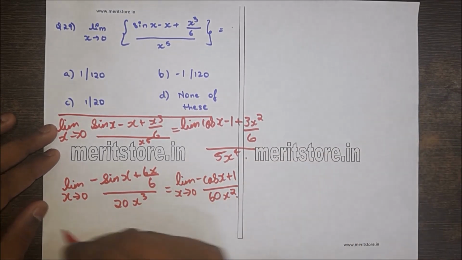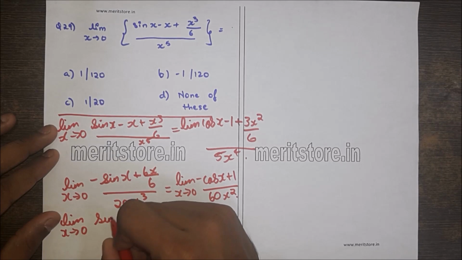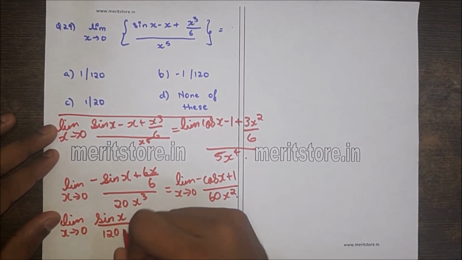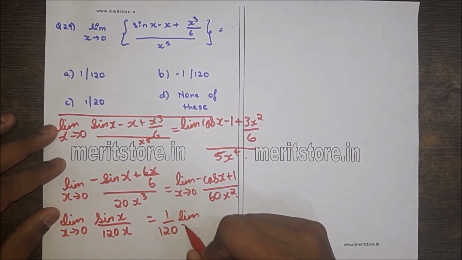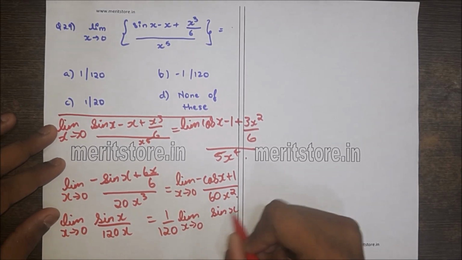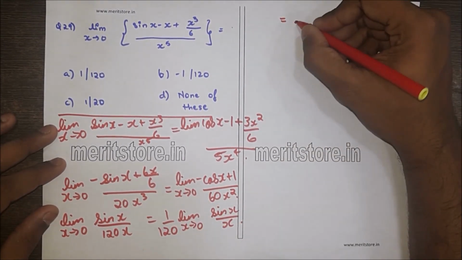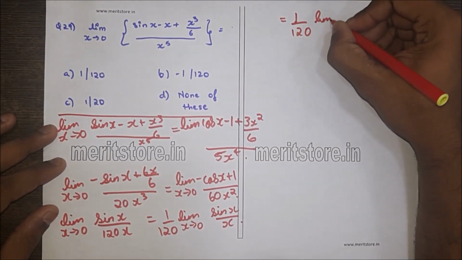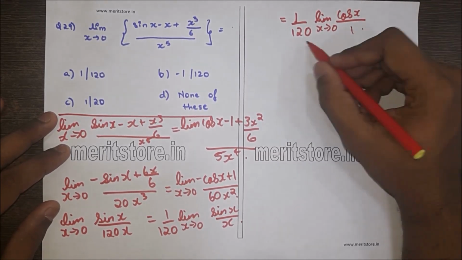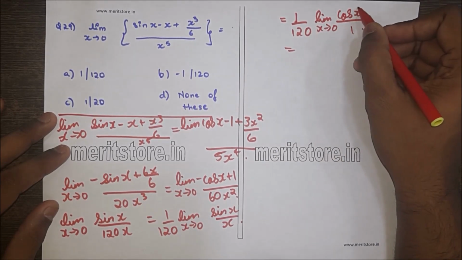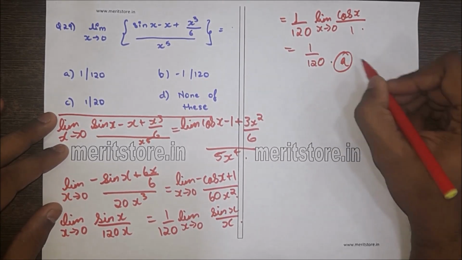60x square. Again applying L'Hopital's rule, we get limit x tends to 0 sin x by 120x. Now you know when we reach such a stage, we take the constant outside: 1 by 120 limit of x tends to 0 sin x by x, which is 1 by 120 limit of x tends to 0 of cos x by 1, which is, when applying the limit to cos x where x tends to 0, we get 1 by 120, which is option A.